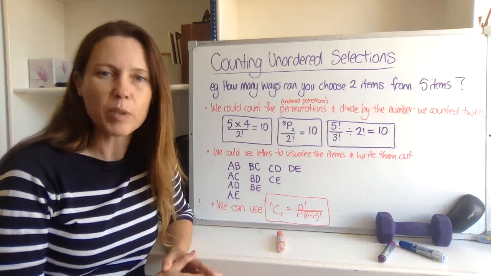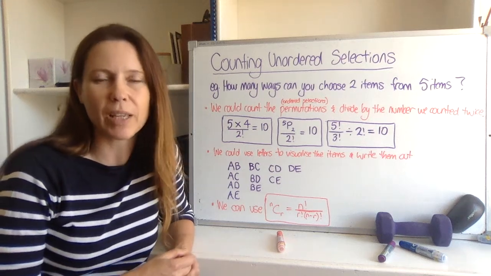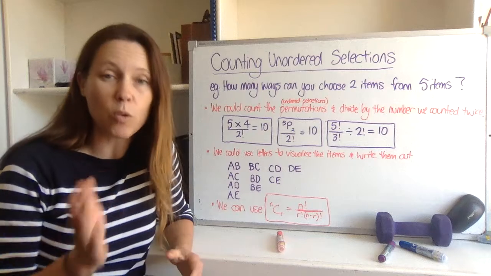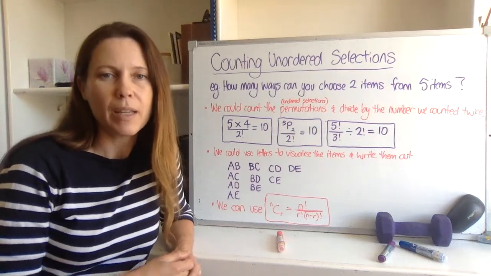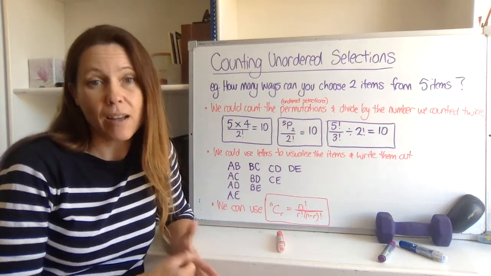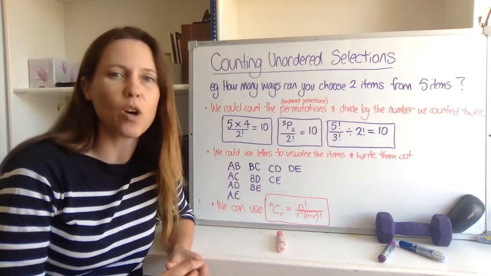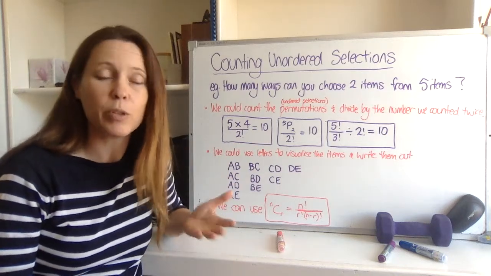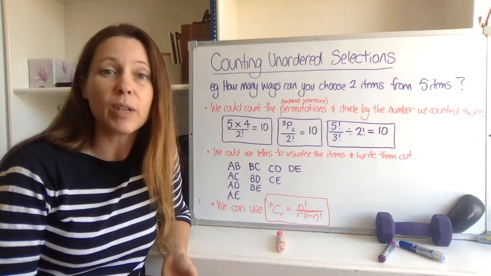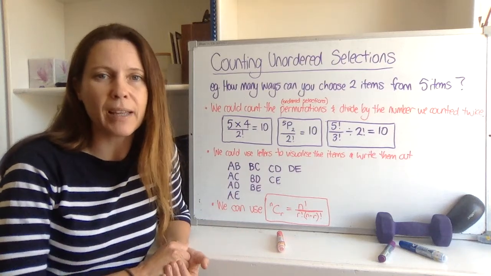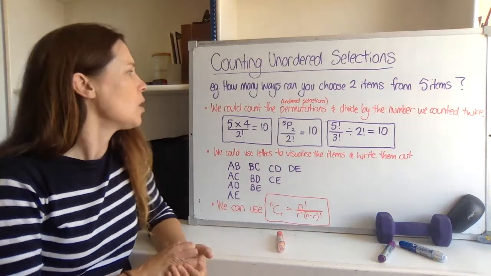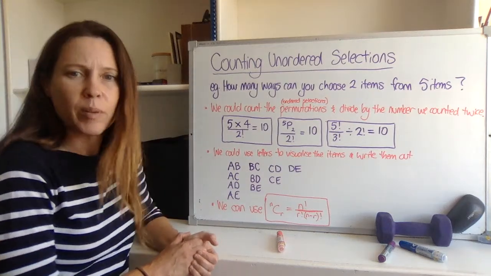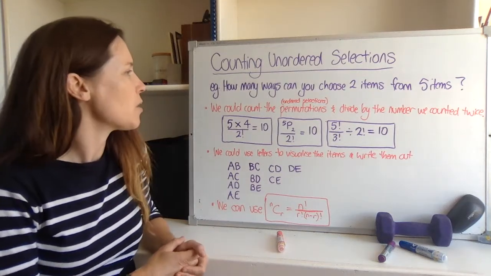So far we've spent a couple of lessons looking at different ways that we can count ordered selections, where the order actually mattered. Today we're turning our attention to counting unordered selections, which are also called combinations. Now, we've already got a couple of methods that we could use to count these, but we're going to look at a new method that will make our life a whole lot easier.